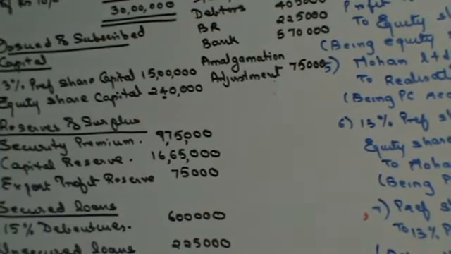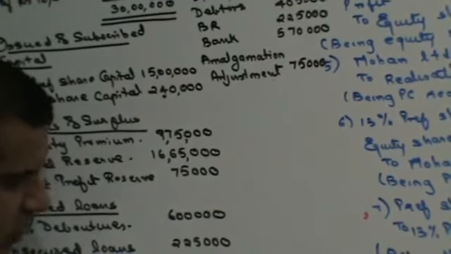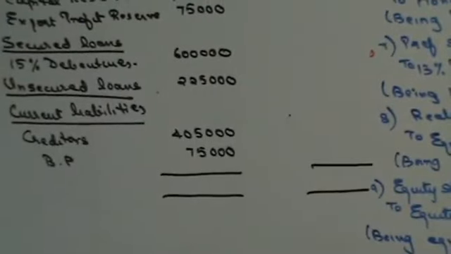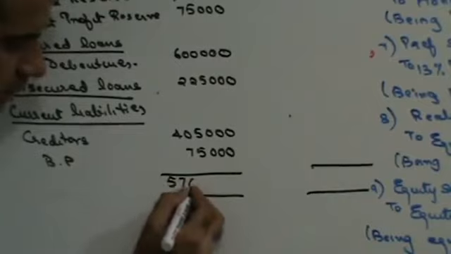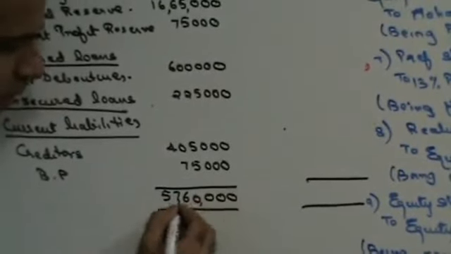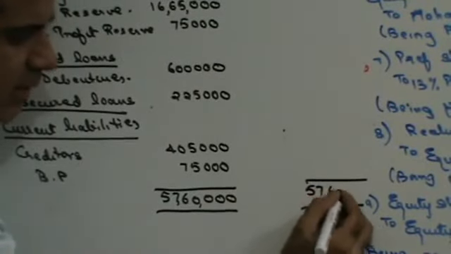Okay. Tally the balance sheet and check whether the balance sheet tallies, guys. 57,60,000.